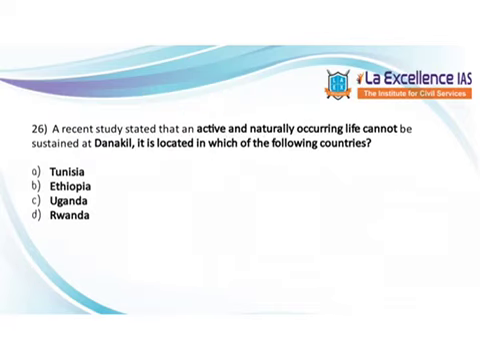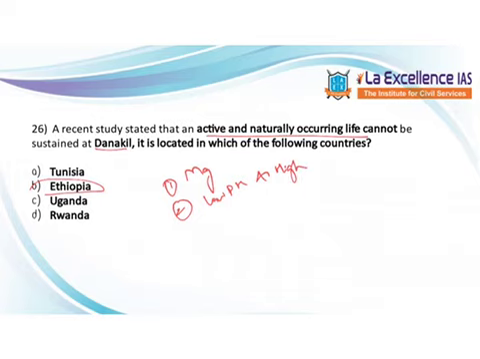Next, a recent study stated that active and naturally occurring life cannot be sustained at Danakil. It's located in which of the following countries? It is located in Ethiopia. So what is this Danakil region? Here, there is a huge dominance of magnesium, because of which cells will break down. Then the second reason is that there is very low pH over here and high salt. So this makes adaptation a very difficult task. So the answer is B.